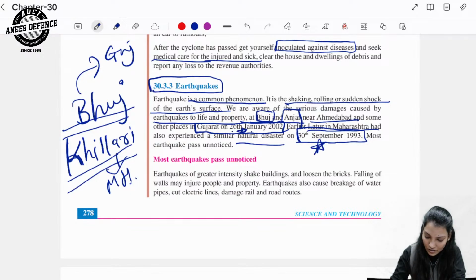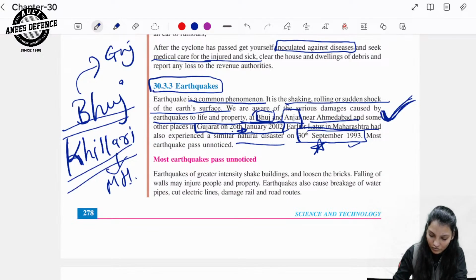If you are writing any descriptive answer, you can give examples of Ahmedabad and Maharashtra. So you should remember this date as well as these areas for writing the particular answer which is related to earthquakes.